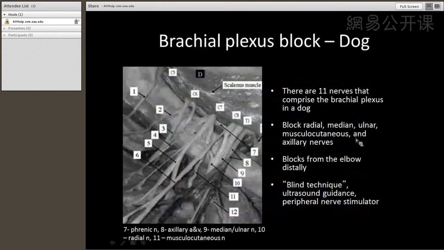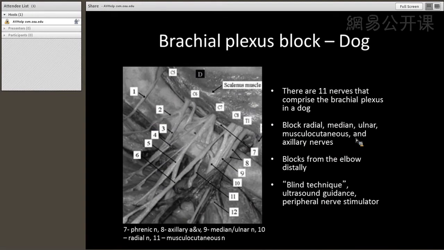Brachial plexus blocks in dogs can be used for procedures, anything from the elbow down. So there are about 11 different nerves that comprise the brachial plexus in a dog, but the ones that we really worry about are going to be the radial, the median, the ulnar, musculocutaneous, and the axillary nerves. And like I said, this will block from the elbow down. So even though when you do a brachial plexus block in a dog, you're going to put your needle in at the point of the shoulder, it's really only going to be effective for any fracture, for example, at the point of the elbow. Radius and ulna, anything at the carpus would also be blocked.